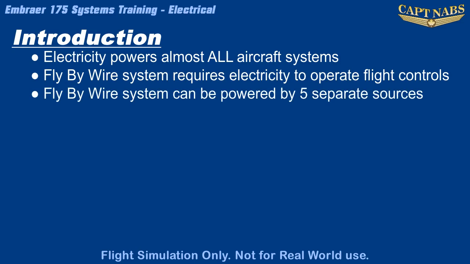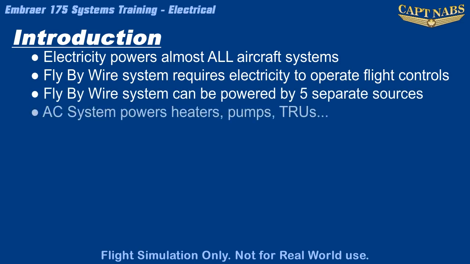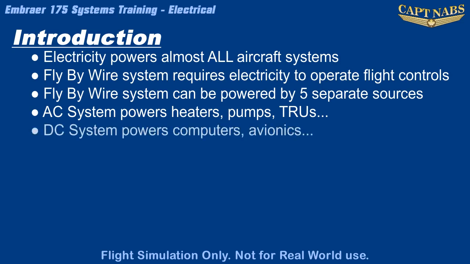The aircraft features 2 separate but interconnected electrical systems, the AC system and the DC system. The AC system is the primary system that supplies power to most high-draw devices and also supplies power to the TRUs that supply DC power. The DC system supplies power to most individual systems, including computers, avionics, and even the passenger cabin.